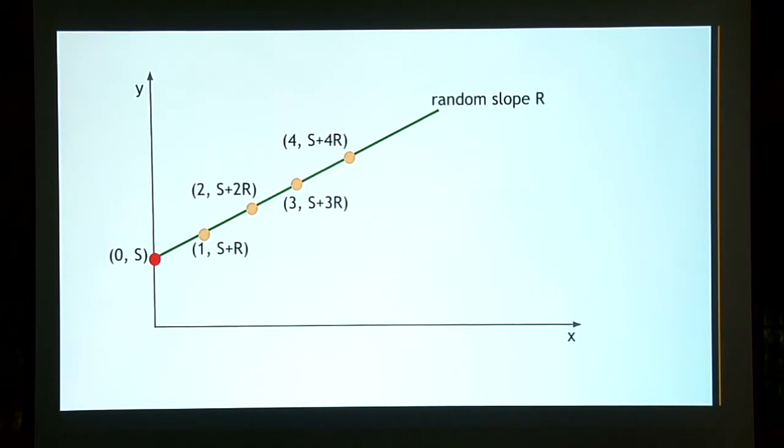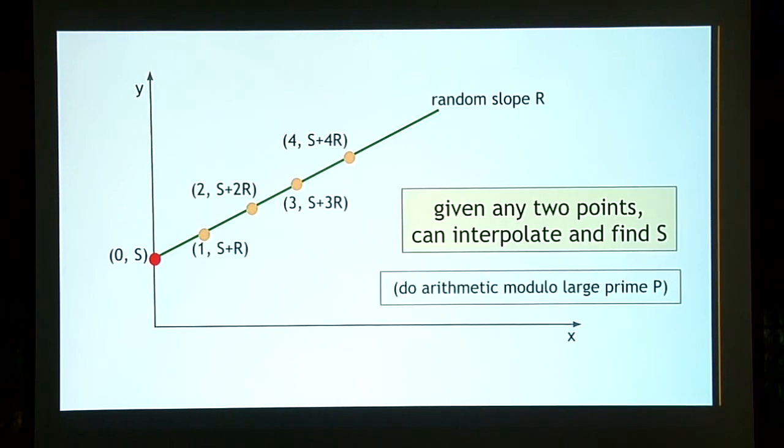Now, if you think about it, you can convince yourself that given any 2 points, you can interpolate and find s. That's a property of a line. Given any 2 points on a line, you can interpolate the line. Imagine setting down a ruler that exactly touches, say, these 2 points, and then you can just draw a straight line along that ruler. So given any 2 points, you can reconstruct what this line is. You can see where the line crosses the y-axis. That will be 0, s, and that will give you back the secret.